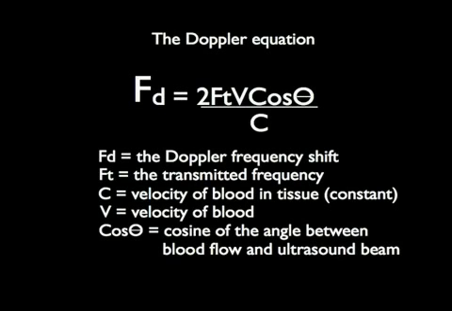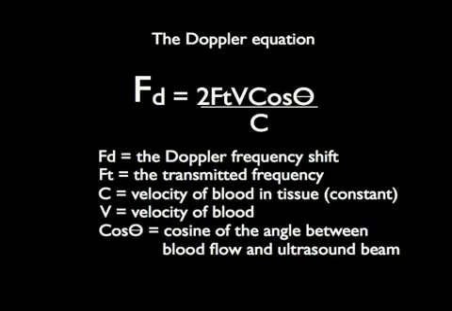Here is the Doppler equation. FD stands for the frequency shift that is noted in the returning pulse. Ft is the transmitted frequency. C is the velocity of sound in tissue. This is a constant and is usually considered to be 1,540 meters per second. V is the velocity of blood, which normally the machine is solving for. Cosine of theta is equal to the cosine of the angle between the blood flow and the ultrasound beam. This will be addressed in more detail in the next section.